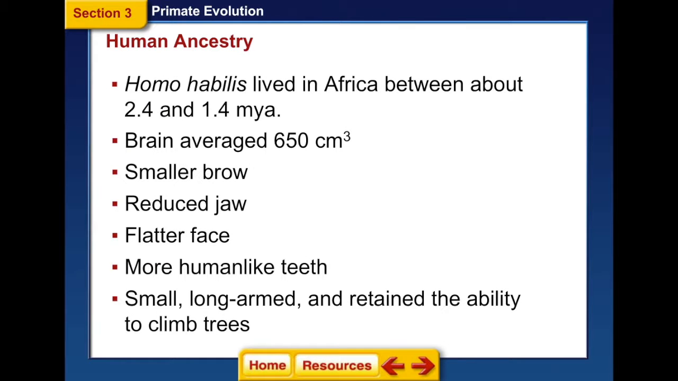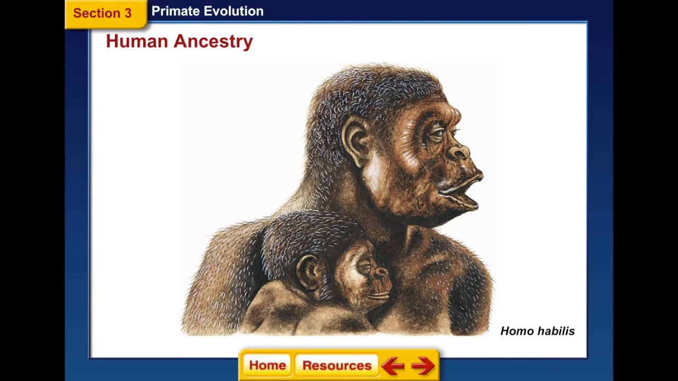Now, Homo habilis lived in Africa between about 2.4 and 1.4 million years ago. Homo habilis is another species that shares the genus that we do, that Homo genus. Their brains were about an average size of 650 cubic centimeters. They had a smaller brow, reduced jaw, and a flatter face. They also had more human-like teeth and were small, with long arms, and retained the ability to climb trees. And here's a picture of Homo habilis.